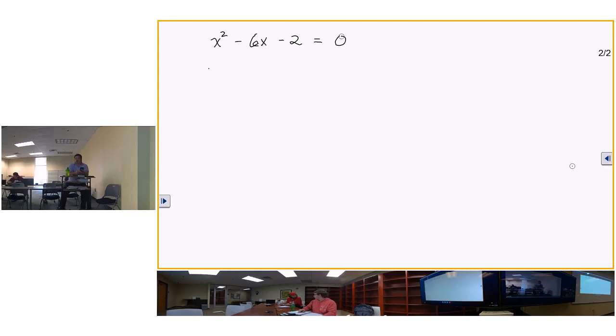Half of 4 is 2. 2 squared is 4. You add 4 on both sides. Half of 6 is 3. 3 squared is 9. 9 on both sides.